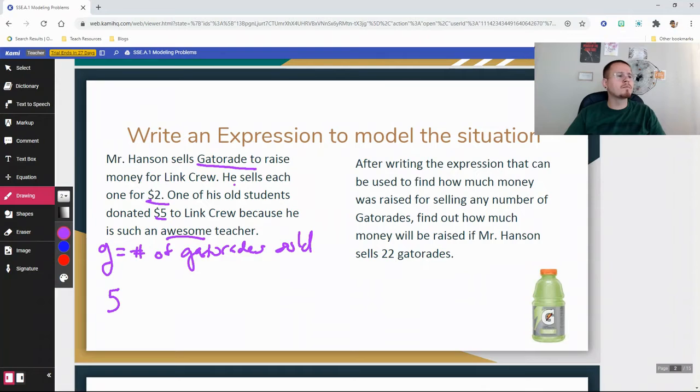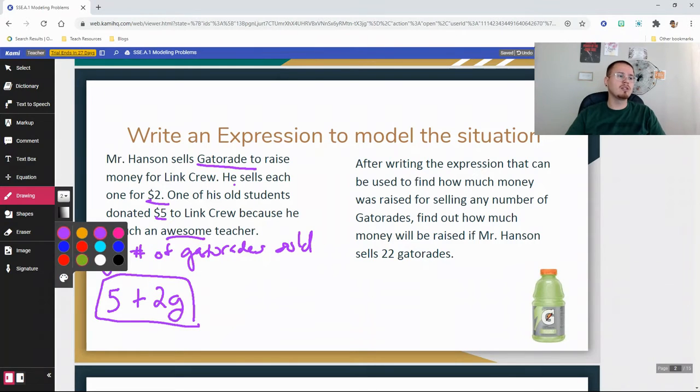Win-win. So $5 plus. And now how much are we going to make per Gatorade? Well, it's $2, right? And how do we know how much we make? Well, it depends on how many Gatorades we sell. And right now we don't know how many we're going to sell, so it's an unknown, and that is where we get the G, the Gatorade, the G.